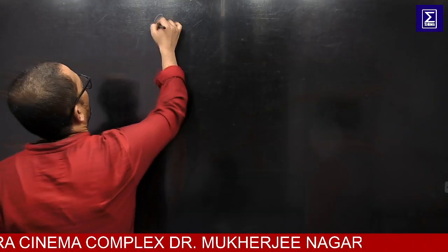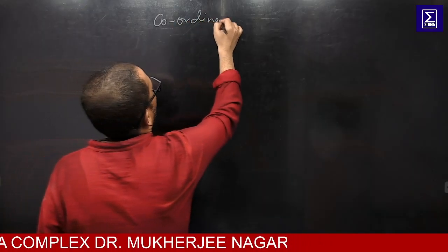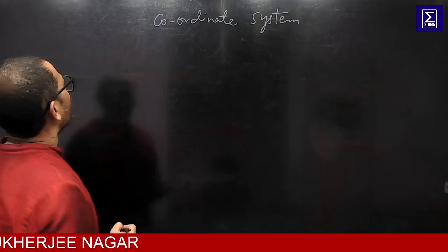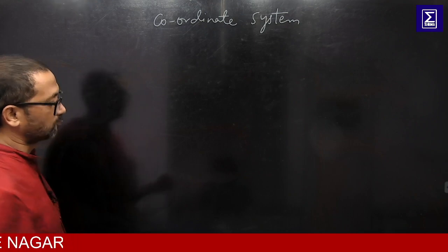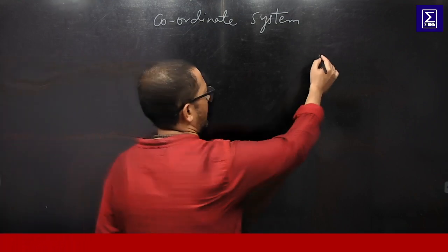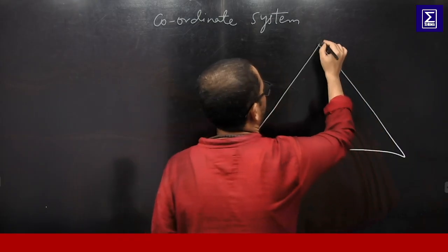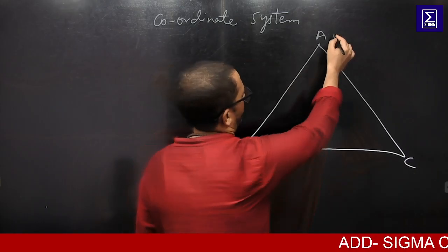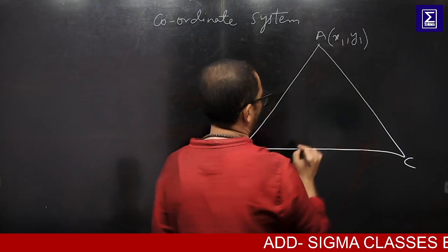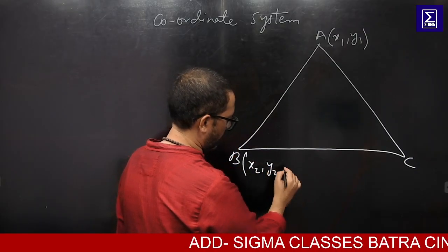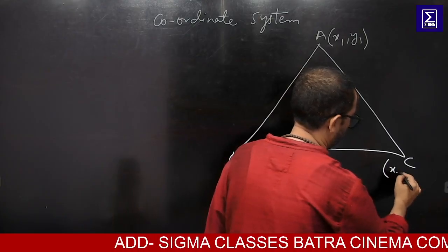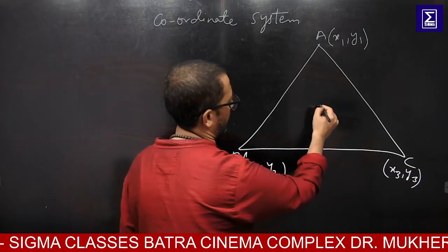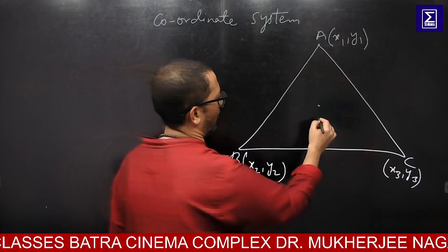Okay, so coordinate system. Here see, ABC is a triangle and the coordinate of A is x1, y1, coordinate of B is x2, y2, and the coordinate of C is x3, y3. Let O be the circumcenter here.